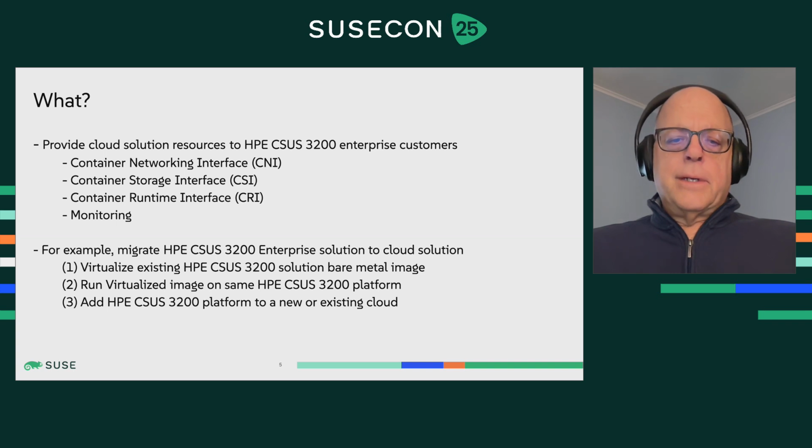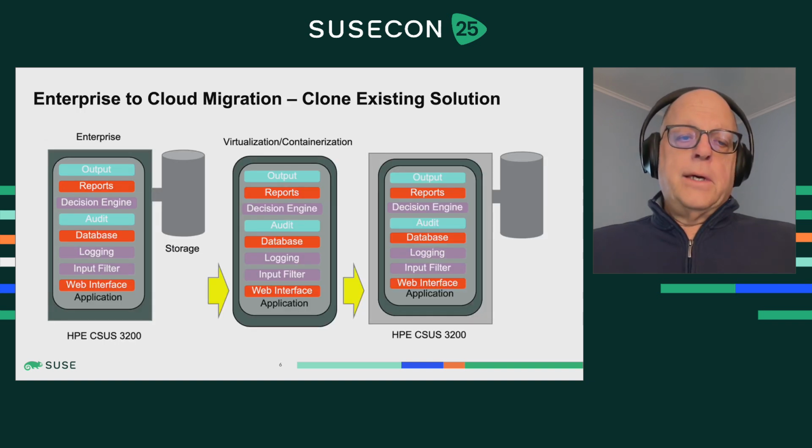As an example, if a customer would like to migrate their existing enterprise solution to a cloud solution, we can virtualize the existing HPE Compute Scale-Up Server solution on bare metal to a virtual image, turn right around on that same platform and run that virtual image, and then eventually add the Compute Scale-Up Server 3200 platform to a newer or existing cloud. So that's what we're demonstrating here.